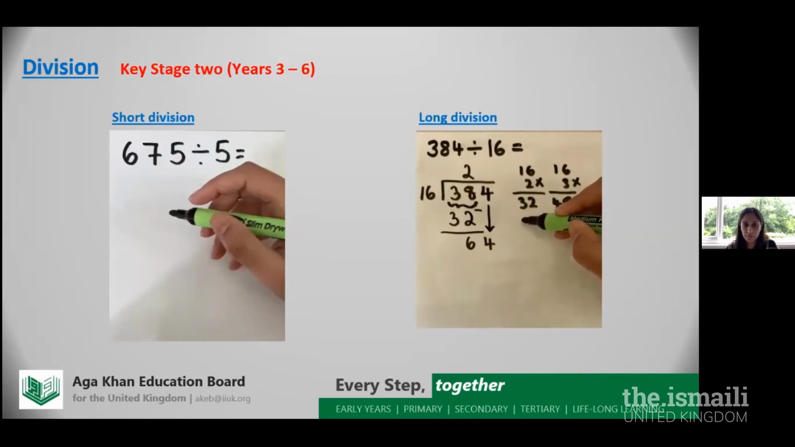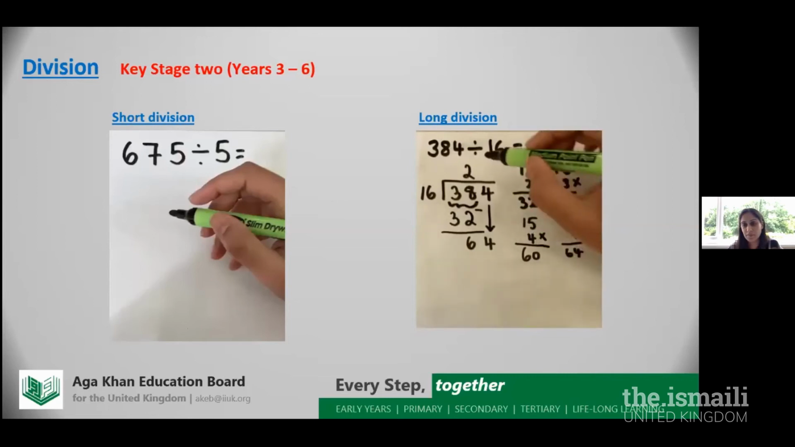We can use a more rounded number. In this instance, you may spot that 15 multiplied by 4 is 60, and 16 multiplied by 4 is 64. You should be able to work out that 16 goes into 64 4 times, and we can place the 4 next to the 2, making it 24. Therefore, 384 divided by 16 is 24.